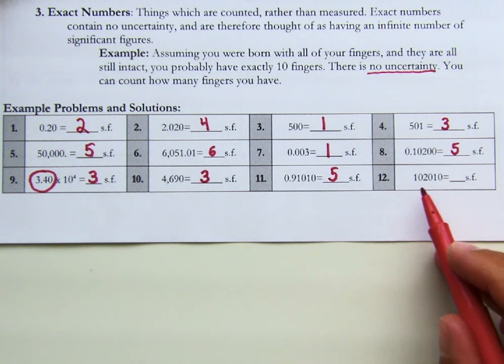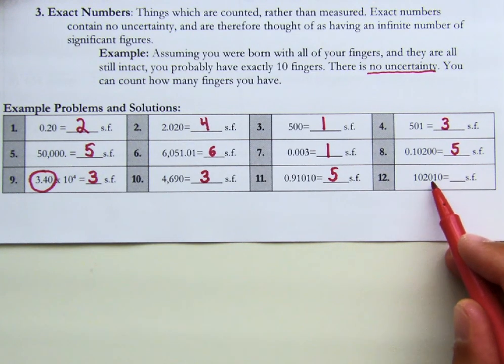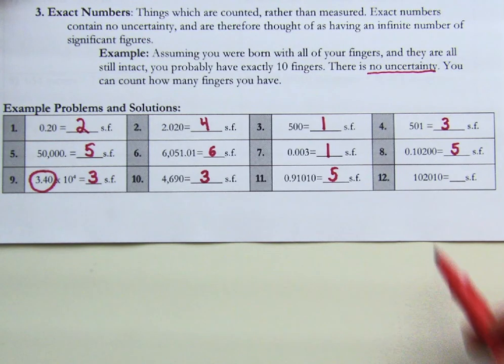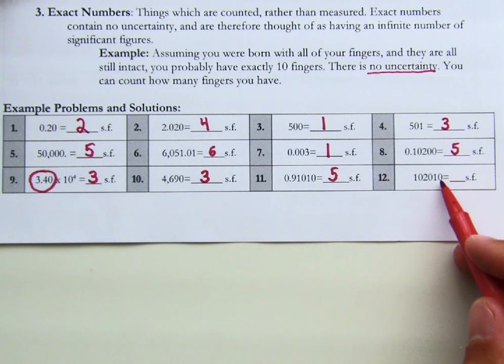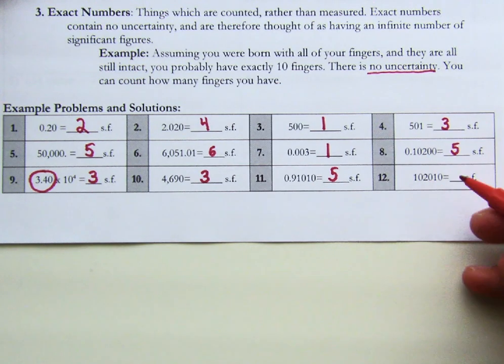Final problem on the counting, we have zero, this is captive. This is a zero that's captive. So those are both significant. And this is a trailing zero. Our number has no decimal point. So that trailing zero is not significant. So this number has 1, 2, 3, 4, 5 significant figures.